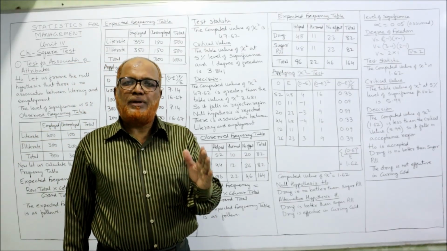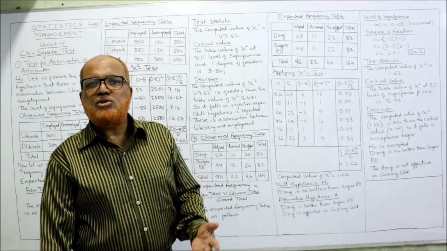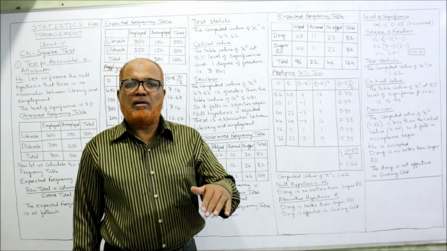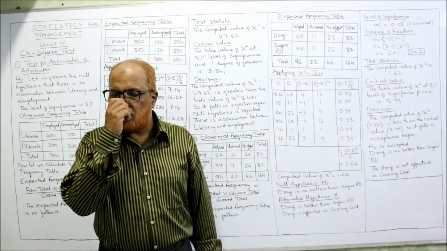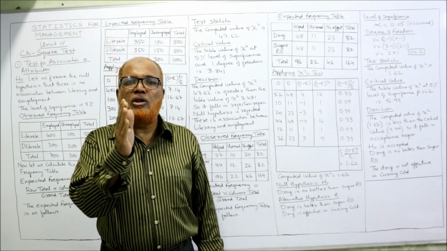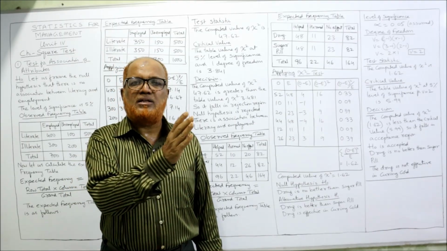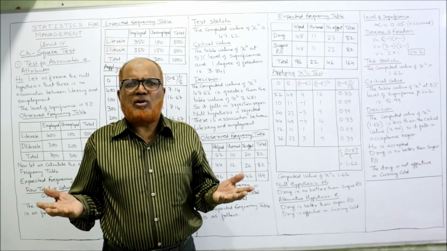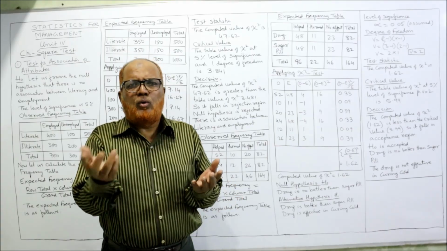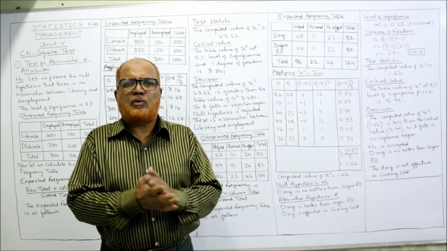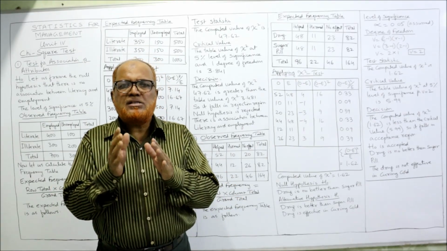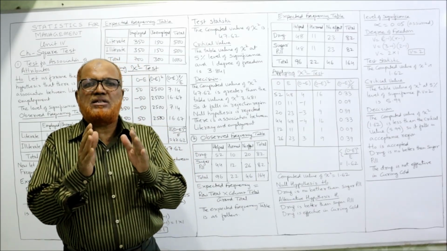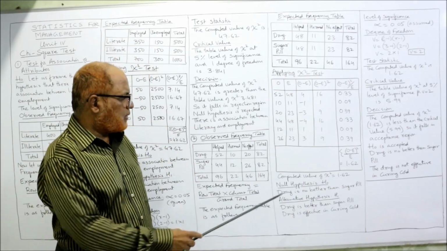The first step, null hypothesis. There is no association between drug and sugar pill. In other words, the drug is not effective in curing cold. There is no effect at all. Whether you give the drug or do not give the drug, the cold will be cured. That means drug is not effective in curing cold. That is the null hypothesis.